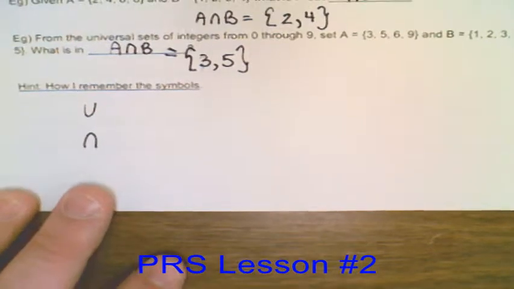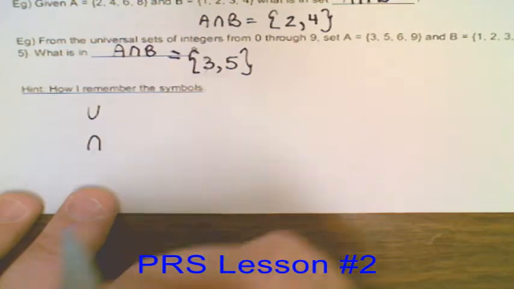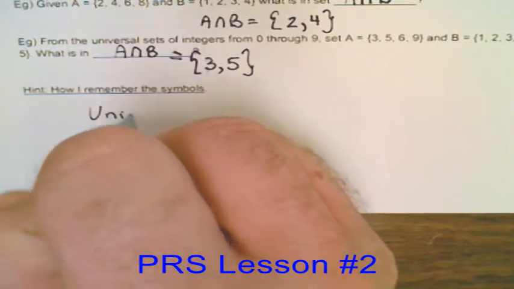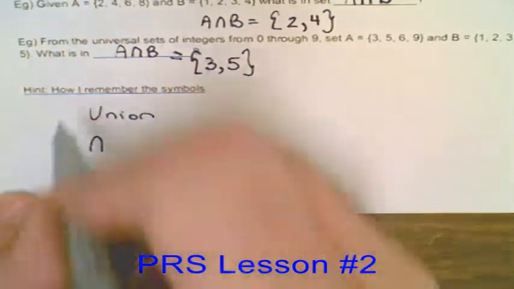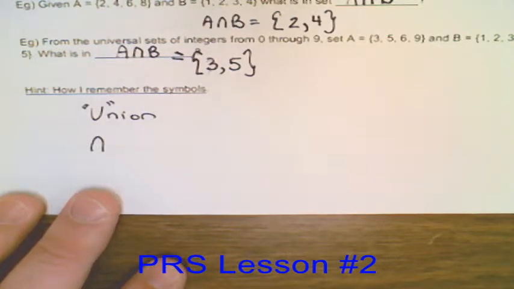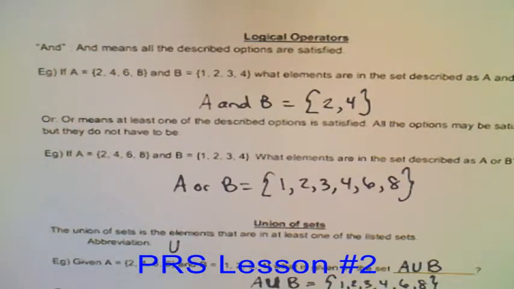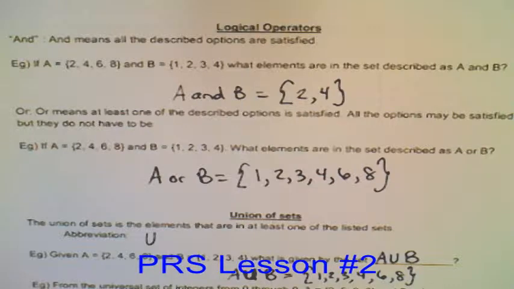Now, once you've got union and intersection, how do I remember? Well, first off, I remember a couple things. I've got these two symbols. I've got union, I've got intersection. On the formula sheet it will tell you, but I see this as union. That symbol kind of looks like a U, so I see that as union. So once I've got that one, the other one is intersection. Now, that's on the formula sheet, so that itself is kind of irrelevant.